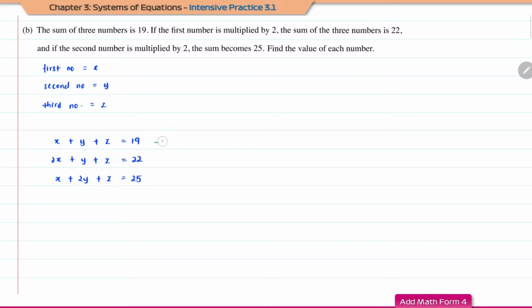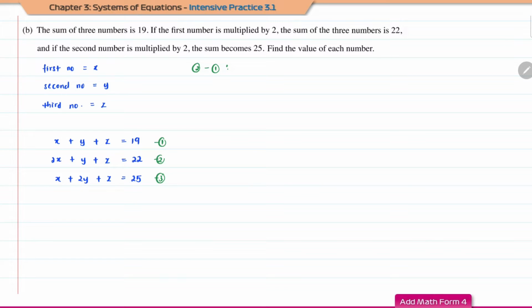Next I'm going to label each of these equations as 1, 2, and 3. According to the equations formed, it is easier for you to solve this using the elimination method. For equations 1 and 2, you have equal values for the variables y and z. And for equations 1 and 3, you have equal values of variables x and z. So first, I'm going to use equation number 2, and I'm going to minus equation number 1.